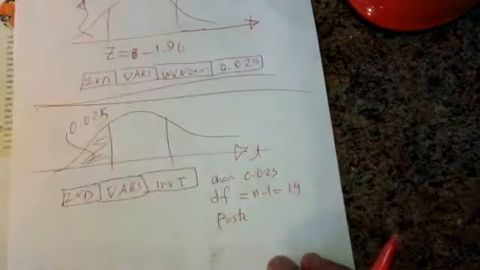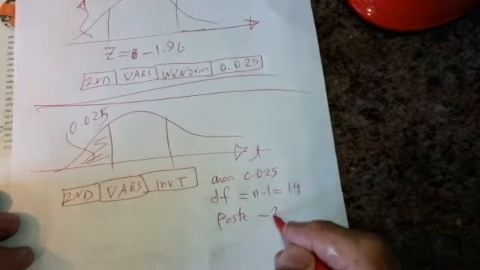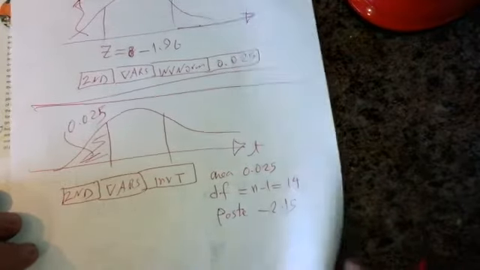Minus 2.15. That's what you have here. Okay, so now we want to talk about the confidence interval.